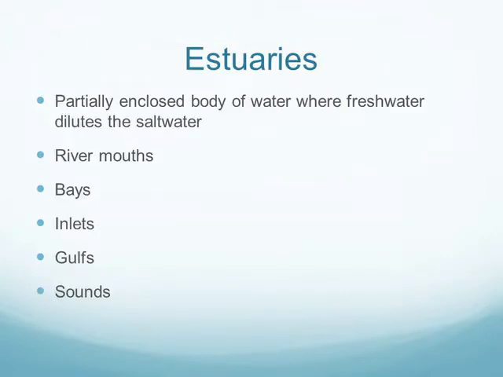All right, so some other features that you can find along the coastal ocean are estuaries. Estuaries are partially enclosed bodies of water where fresh water dilutes the salt water within this body of water. So typically river mouths, bays, inlets, gulfs, and sounds are all examples of estuary. Here in Hawaii, Kaneohe Bay would be known as an estuary because it is a bay and it is getting fresh water from the rivers and salt water from the ocean.